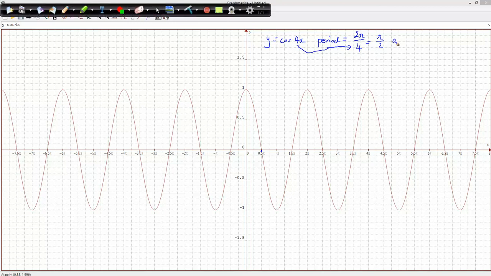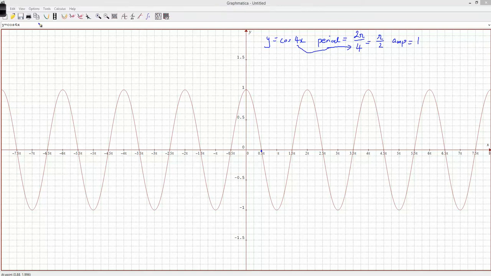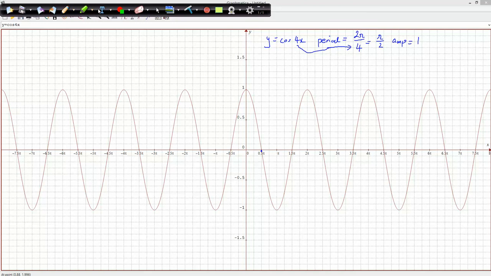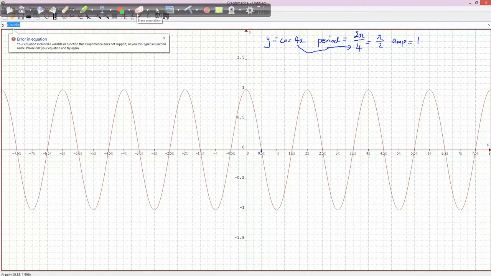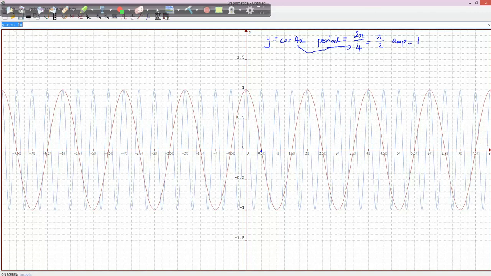And what about the amplitude? Oh, I reckon it's going to be 1. Right, let's graph it and check that out. Okay, so let's go back and push enter, error in equation. So space there. Here we go. Right, now as predicted, we've got this very squished up cosine graph.